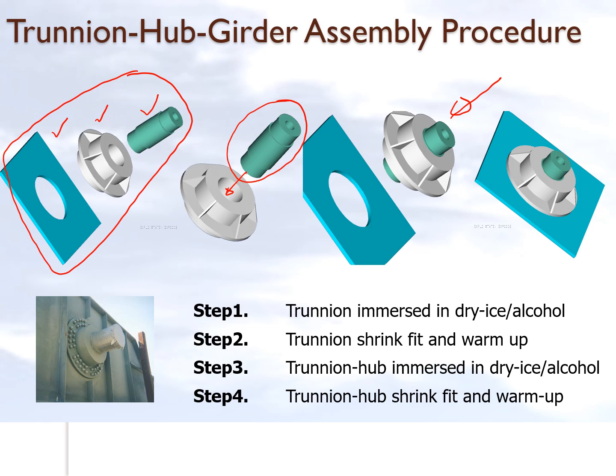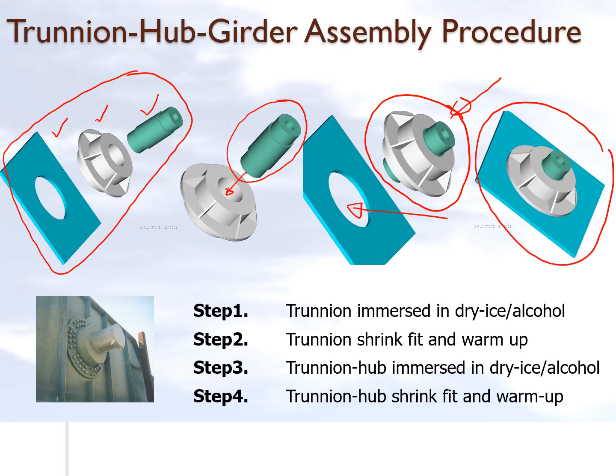But it's not finished yet. What you've got to do now is take this trunnion hub assembly and put it in dry ice alcohol mixture so that the outer diameter of the hub starts to decrease so that it can go into the hole in the girder. And that's what the eventual assembly turns out to be.